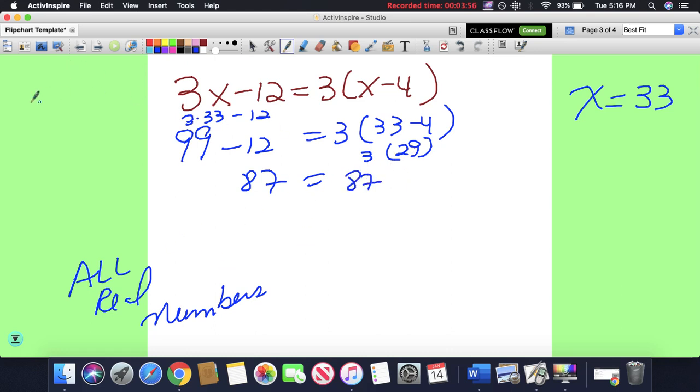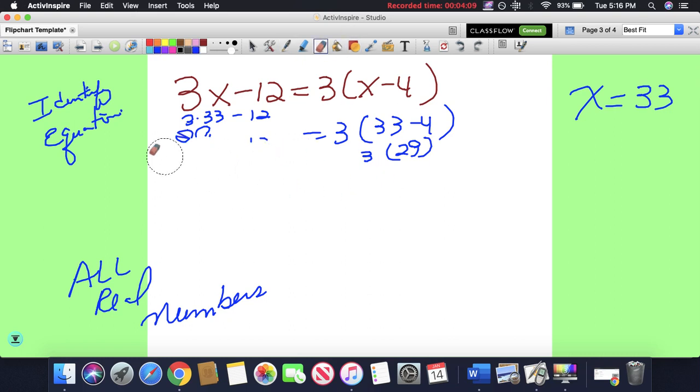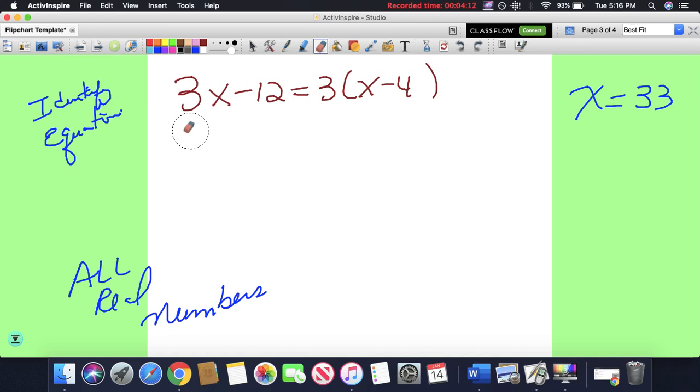So this is called an identity equation, right? Where the left side is always equal to the right side. What I want you to remember is that the solution for this type of equation is all real numbers.